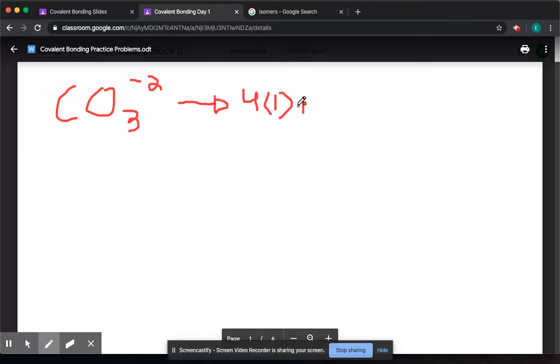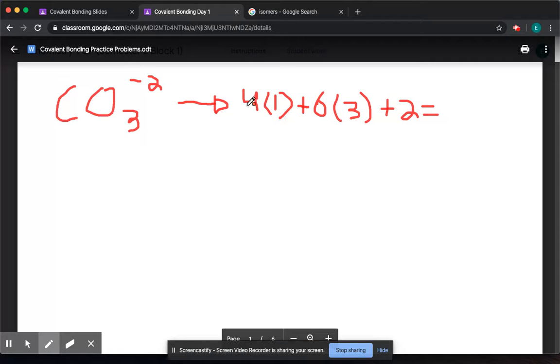Oxygen gives us how many? Oxygen gives us 6. How many of those do we have? We have 3 of them. Now, the -2 tells us that we have 2 extra electrons. So then we have to add 2 more extra ones. Okay?